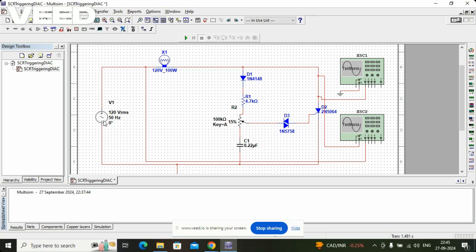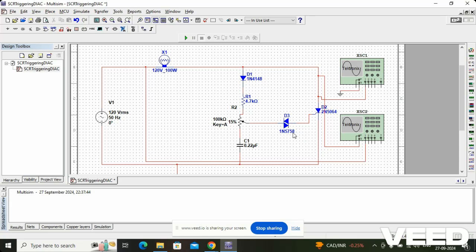where we have an AC source of 120 volt RMS, we have a 120 volt 100-watt load, and we have an SCR. These three components are the same, and the gate of the SCR is connected to a DIAC. The SCR is 2N5064, and this DIAC is 1N5758.